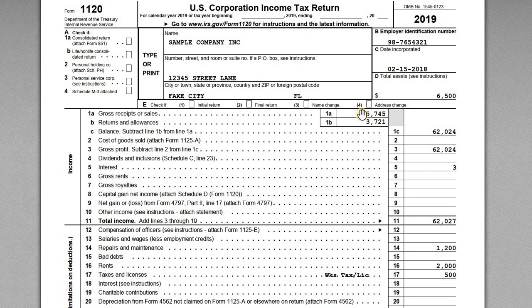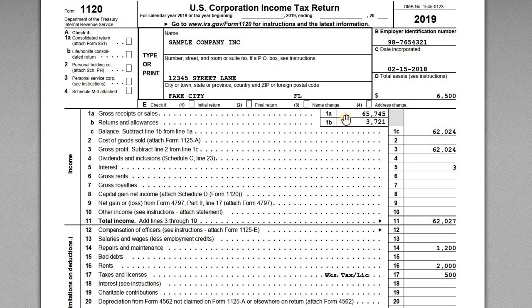Now, in this example, we're only using PayPal, but obviously a lot of companies use multiple providers, so you might have to consolidate a couple of those 1099-K numbers up here to get a true gross receipt number. Let's see what else is important.